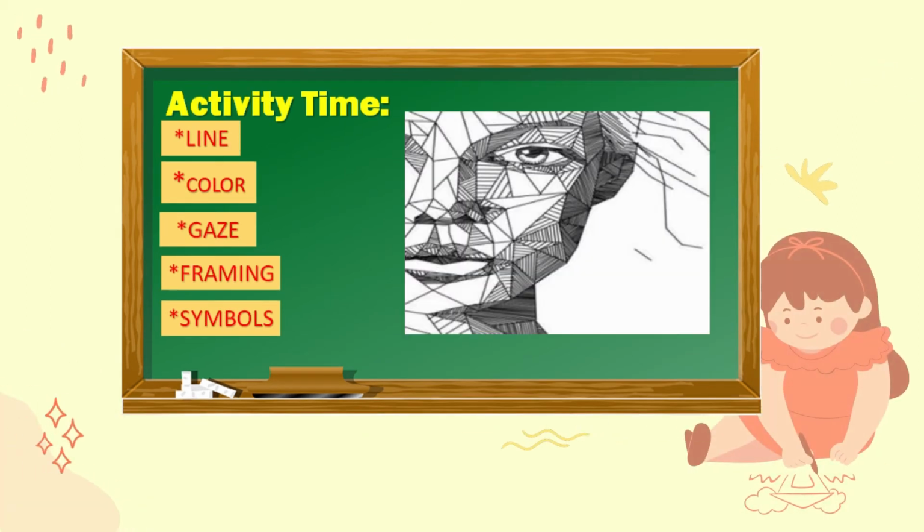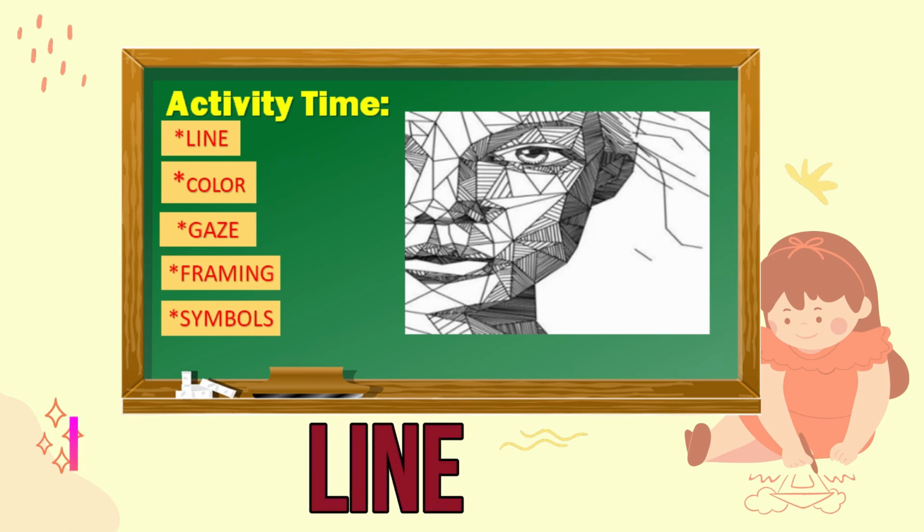Now let's go to another image. What visual element is this? Alright, as you can see, all the different kinds of lines are there in this form of face. So therefore, this is line.